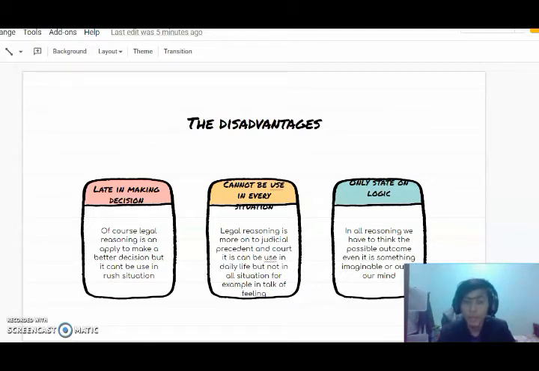Unlike when we want to talk about someone's feelings and someone's characteristics, we cannot use logical thinking and logical reasoning to decide the outcome. And the third one is that it only relies on logic. In legal reasoning, we have to think of the possible outcome, so it is actually only logic and cannot be fantasized or go beyond logic, and it also cannot be used in fantasy.